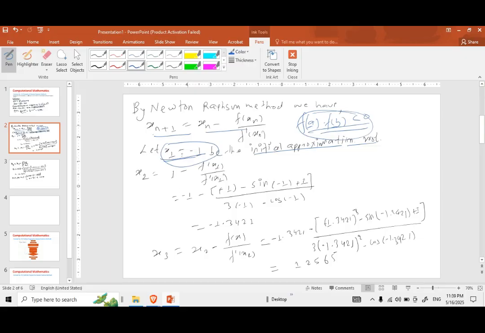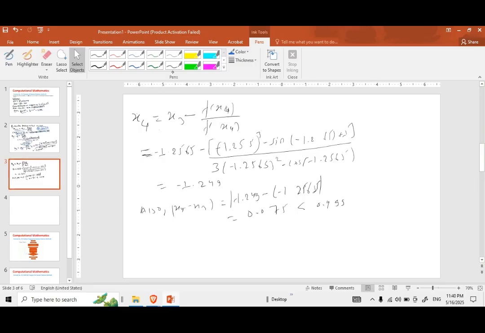Then by the Newton-Raphson method, we have x2 = x1 - f(x1)/f'(x1). After putting in the value, we get -1.3421. This is our second approximation of the root. Also, x3 = x2 - f(x2)/f'(x2). So x1 becomes the value of x2. After calculation, we get -1.2565.